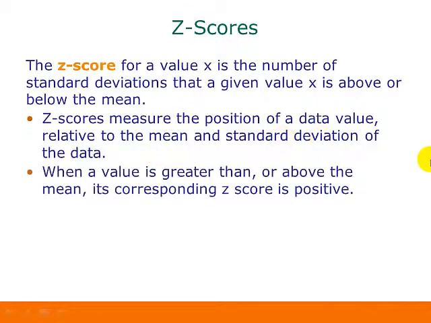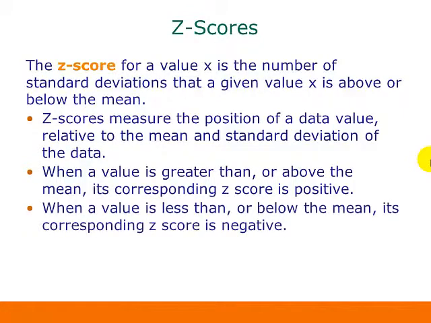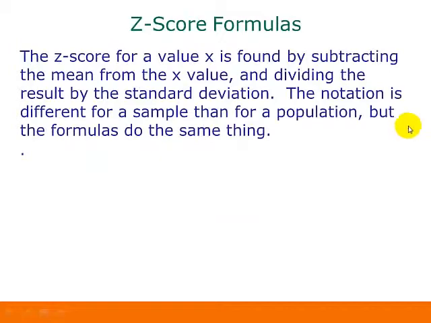When a value is greater than or above the mean, its corresponding z-score is positive. And when a value is less than or below the mean, its corresponding z-score is negative. To actually find a z-score for a value x, we subtract the mean from the x value and then divide the result by the standard deviation. The notation is different for a sample than it is for a population, but the two formulas do the same thing.